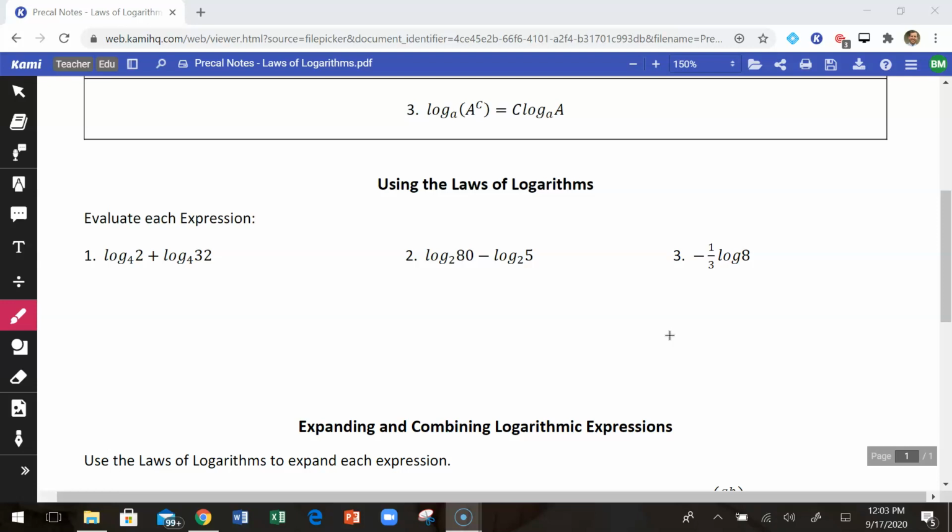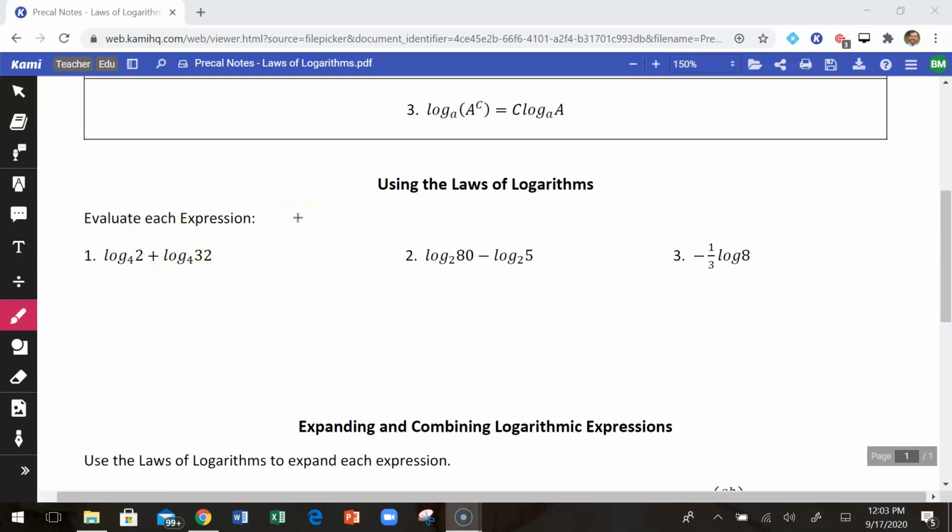The first one we have is log base 4 of 2 plus log base 4 of 32. First of all, in order to combine logs, those bases have to be the same. So make sure that they are both, in this case, base 4. Those have to be the same, otherwise these laws don't apply.